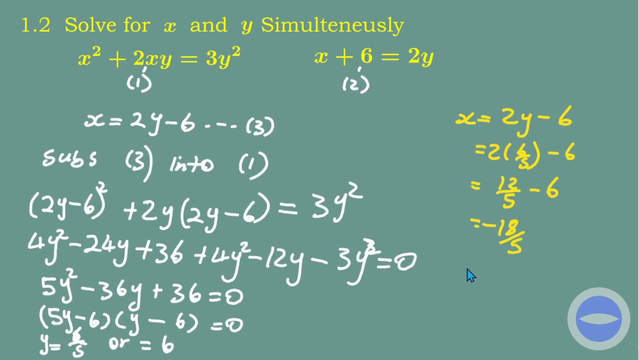And then I will substitute 6. x equals 2 times 6 minus 6. 2 times 6 is 12. 12 minus 6 equals 6. So x equals 6. This is how we solve simultaneously. The values of y are 6 over 5 and 6, and the values of x are negative 18 over 5 and 6. So these are the values of x and y. This is the last question.